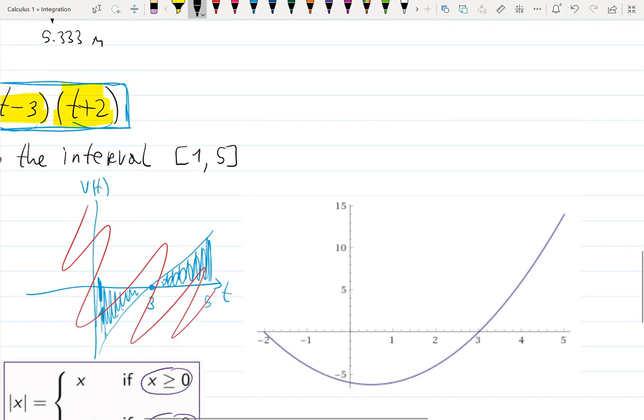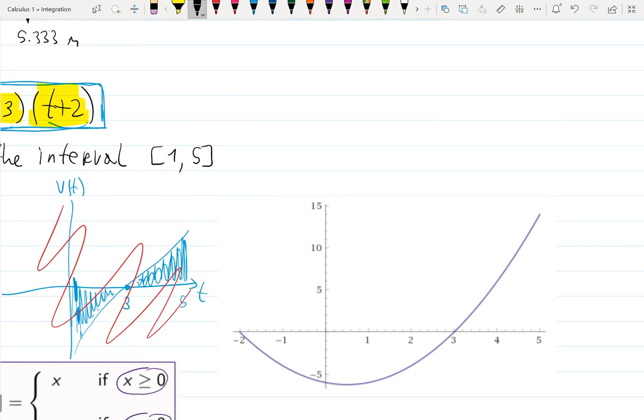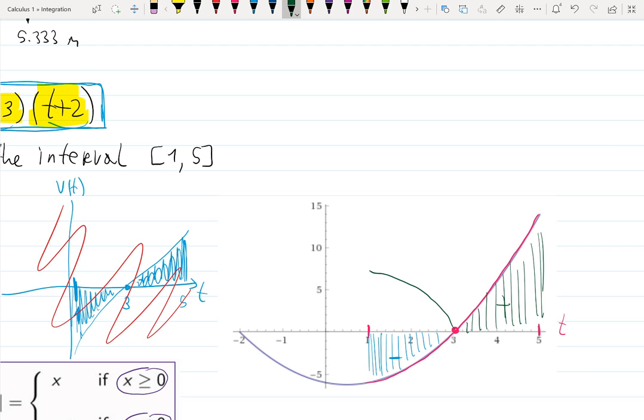Here it is, it's a parabola, and we're looking at this parabola on the interval from 1 to 5. From 1 to 5, indeed, it crosses the t-axis at the root 3, so at 3 it's 0. And indeed, it is negative from 1 to 3, and then it is positive from 3 to 5. That's what we did for A. For B, we want this negative piece to be positive instead.